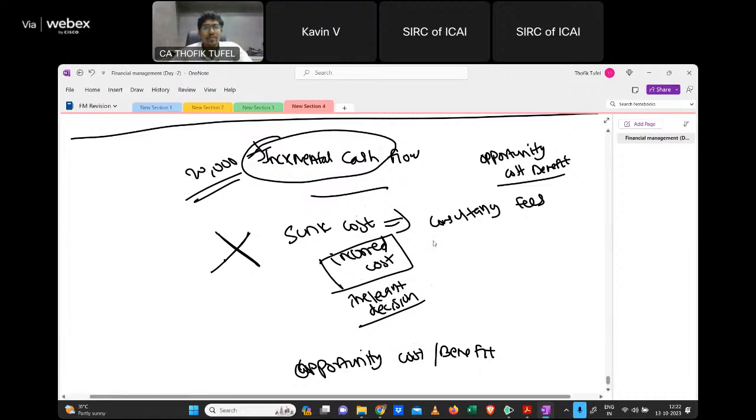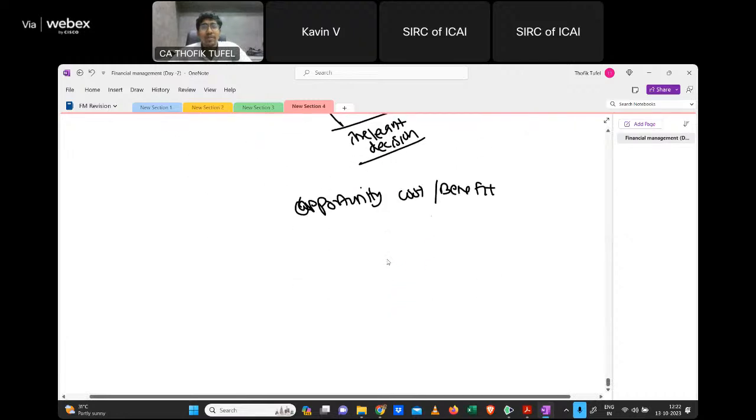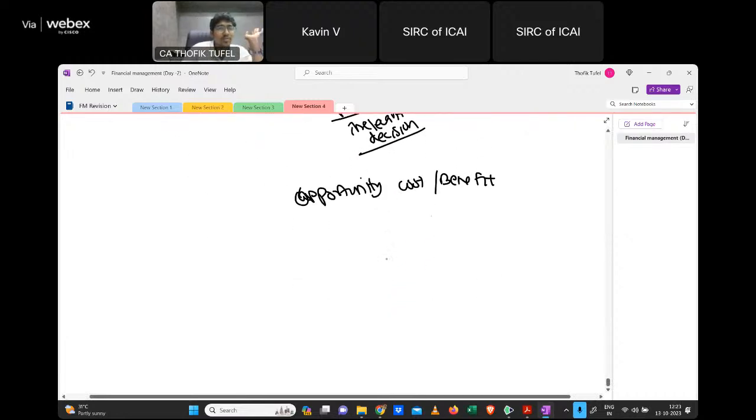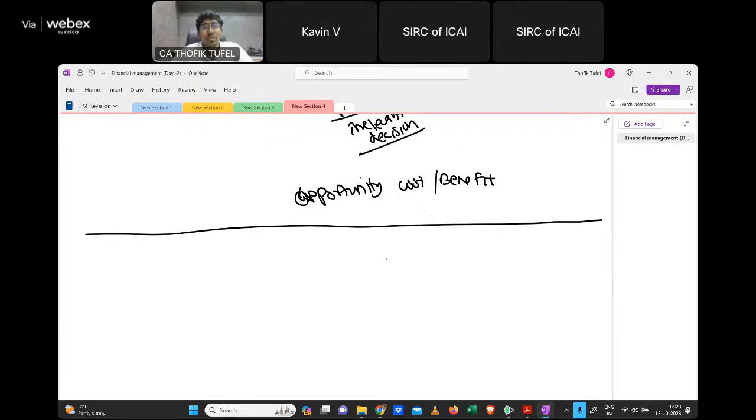Okay. So now we have discussed incremental cash flows, relevant cash flows, sunk cost, and opportunity cost and benefit. All these are small adjustments that will eat away 2 or 3 marks. Just imagine a 6 mark or 8 mark problem losing 2 or 3 marks just because of this small thing; that is not a good thing.